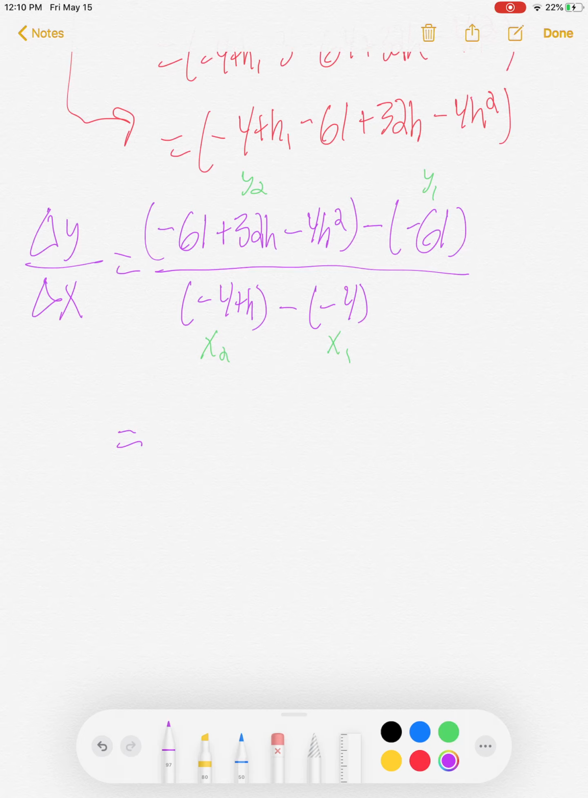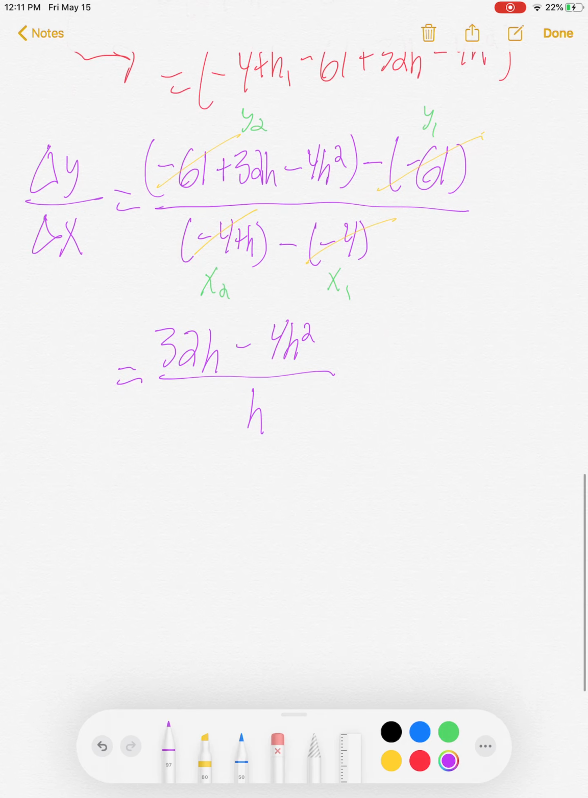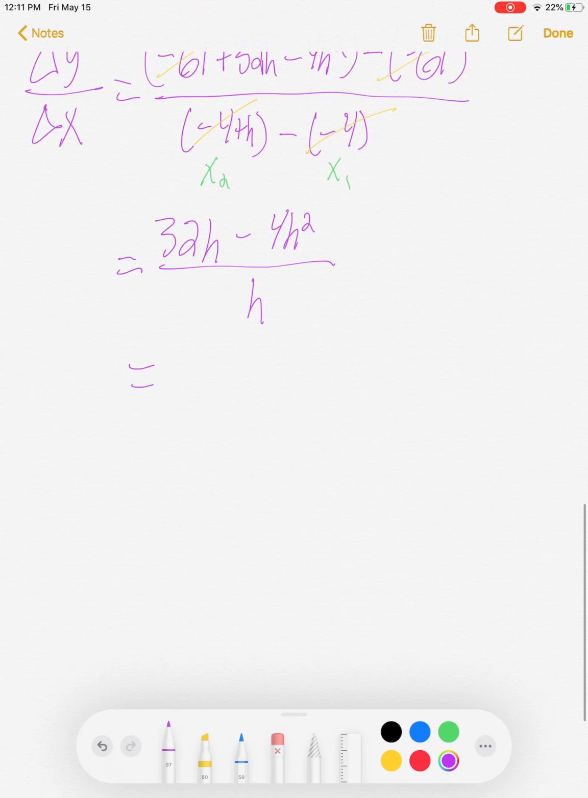So the numerator looks really ugly, but notice this. I've got negative 61 and then minus a negative 61. So that's negative 61 plus 61. So the 61s disappear. Similarly, in my denominator, I've got a negative 4 minus a negative 4, so minus 4 plus 4. So those guys cancel out. And this is just 32h minus 4h squared all over, I'm just left with h downstairs. And now I've got h's all around. Two h's there, h squared. And so this just becomes 32 minus 4h.